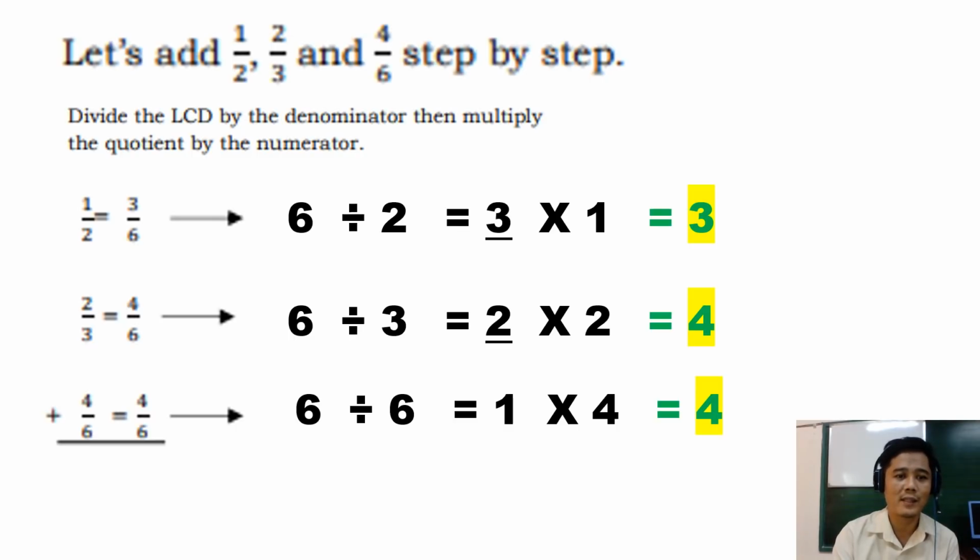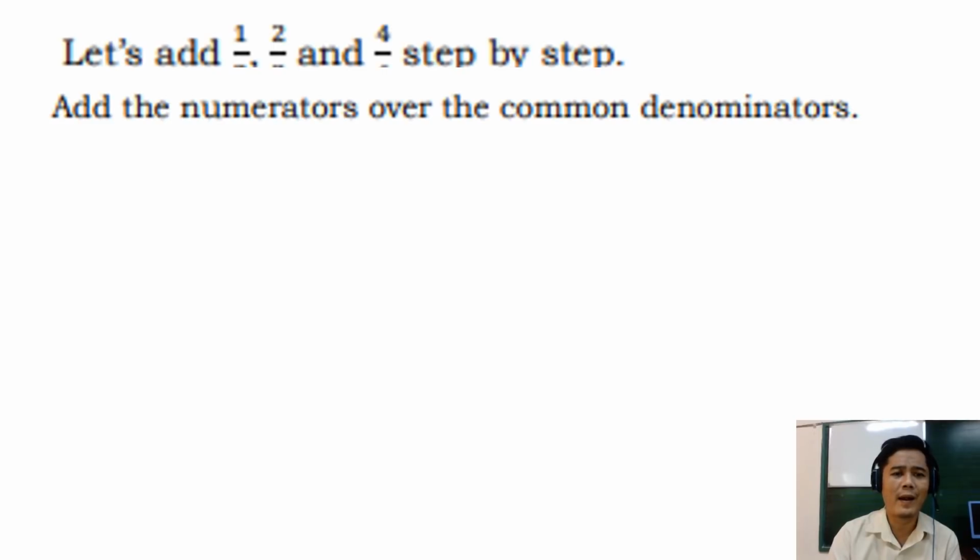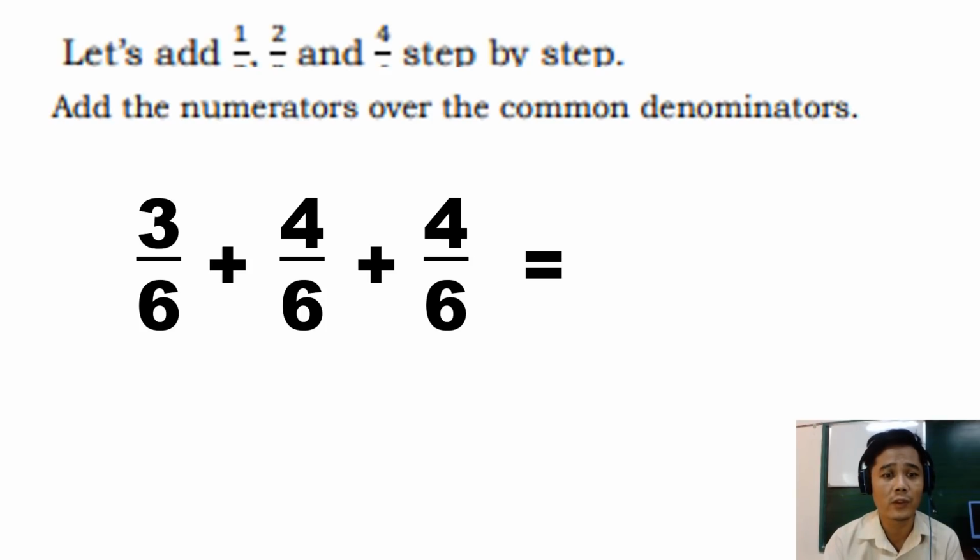Ginawa natin silang similar fractions using finding the LCD. So, ito na siya: 3/6, 4/6, and 4/6. So, punta na tayo sa ikalawang step. Our third step: add the numerators over the common denominator. So, 3/6 plus 4/6 plus 4/6. So, yan na yung ating similar fractions, from dissimilar to similar.